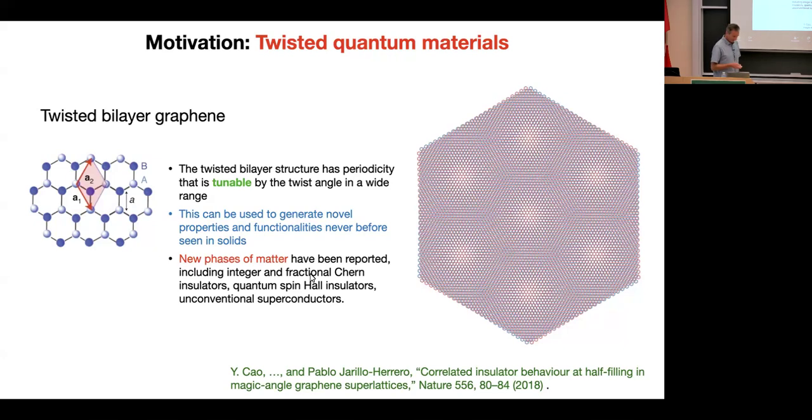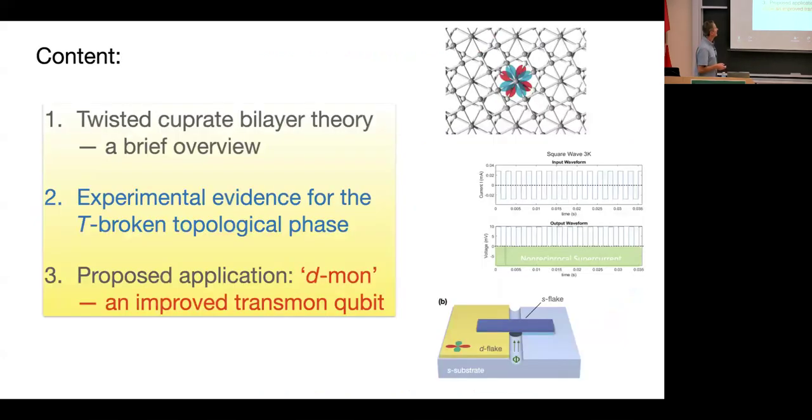Now, what I'm going to tell you about today is a story of another twisted material, which is a kind of new kid on the block. And this is a twisted high TC cuprate superconductor. And this is the content of my talk. I will give you a very brief review of the cuprate bilayer theory. Then I will show you some experimental evidence for the effects that were predicted. And then I will spend the rest of the time describing the proposed application of this physics for an improved transmon qubit. So that's the plan.